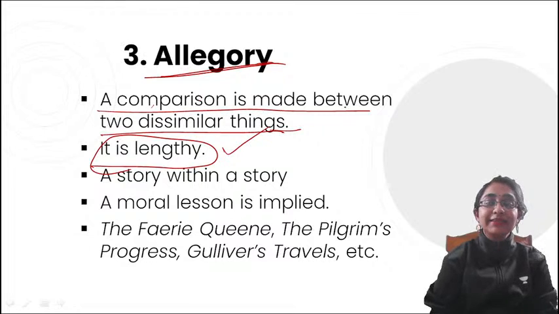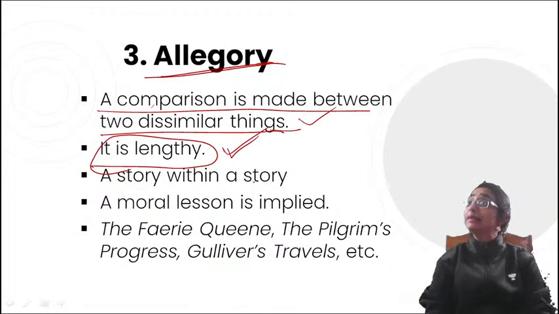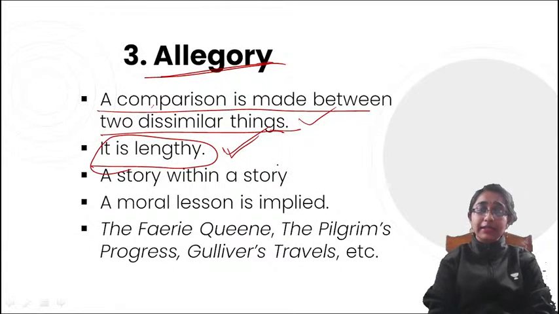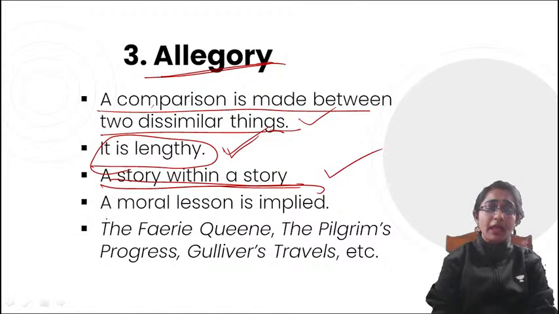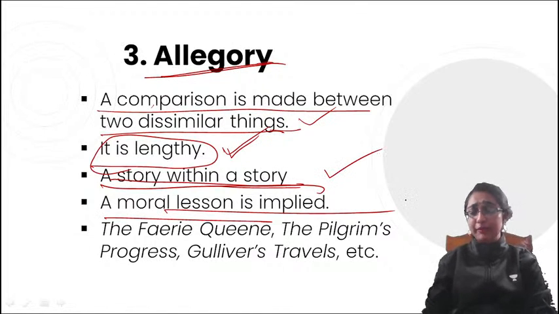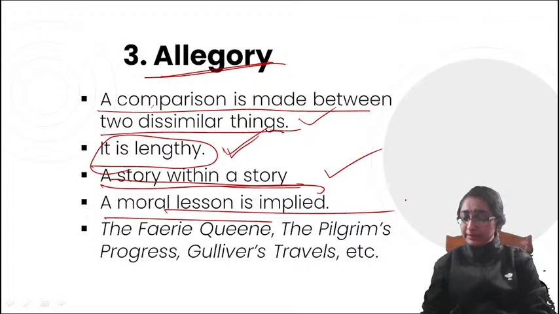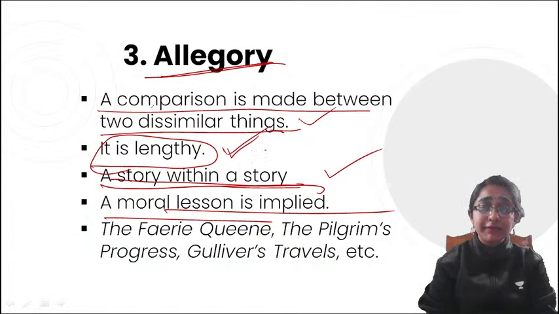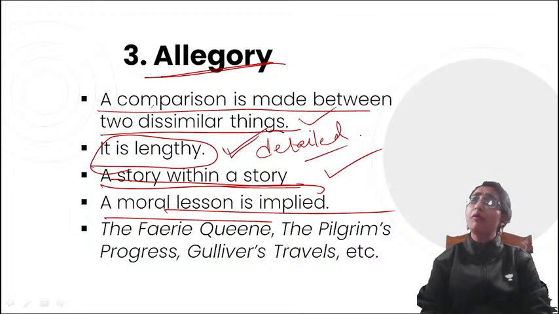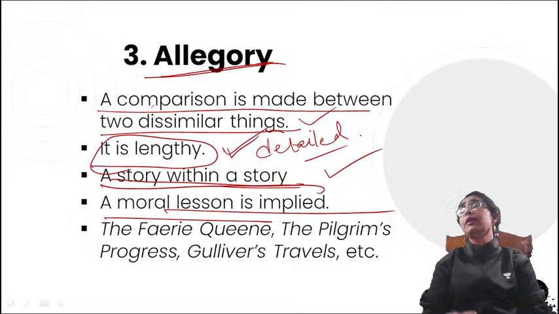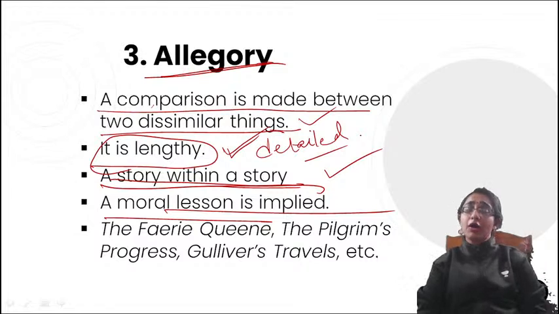So, a comparison is made between two dissimilar things. It is a very lengthy comparison. And in allegory, we often find a story within a story, and a moral lesson is also implied. So, that is the feature of allegory. The comparison is very detailed. You all know, you have found a lot of examples of allegory in literature.